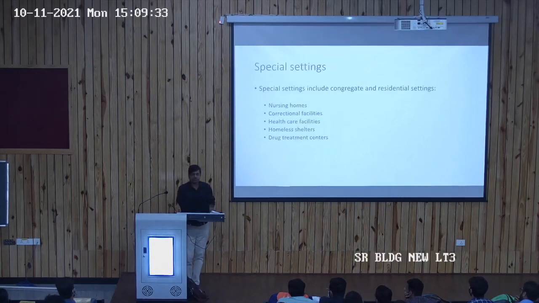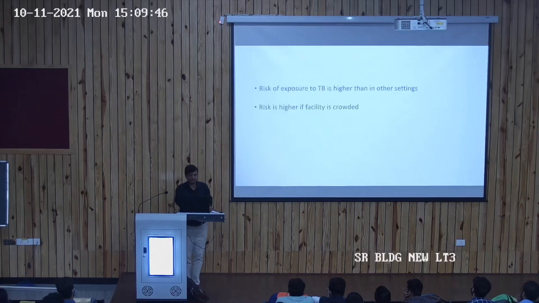Special settings include congregate and residential settings like nursing homes, correctional facilities, healthcare facilities, homeless shelters, and drug treatment centers where there are more people and less space. Risk of exposure to tuberculosis is higher than in other settings, and the risk is higher if the facility is crowded.